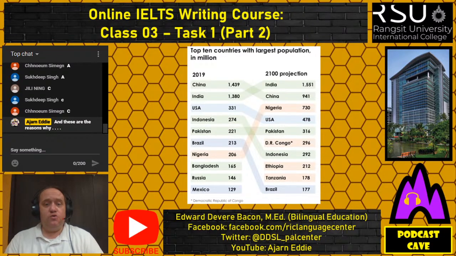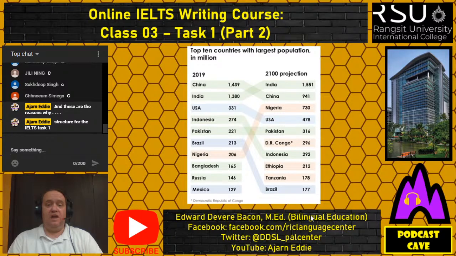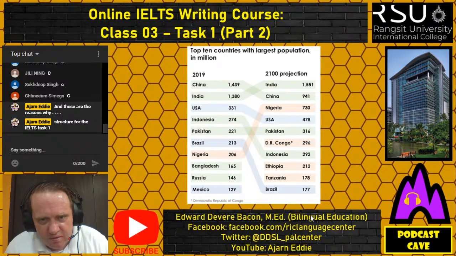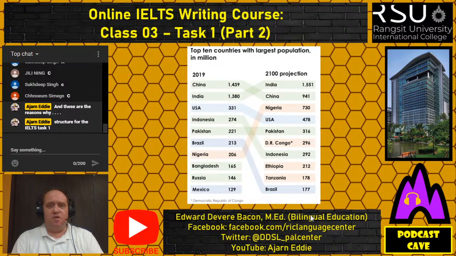So now what I want to go into is detail about the structure of an IELTS Task 1 writing. Okay, so this is the structure for the IELTS Task 1 writing part. Okay, so this is going to be an example of something that you will get. Okay, you're going to get some visual display, whether it's like here, this one looks kind of like a table. Well, not a table. But this is some sort of visual display.